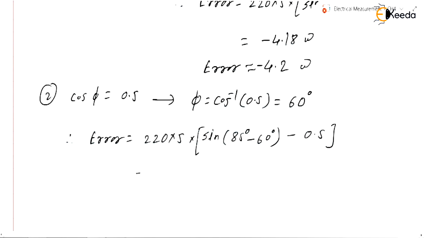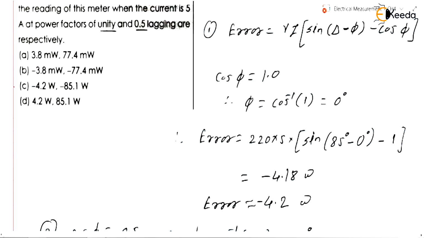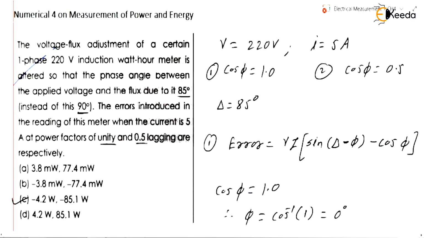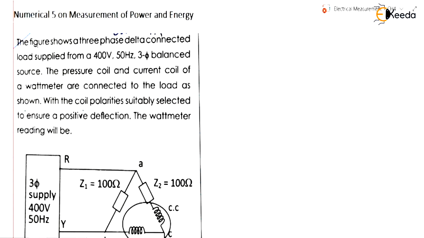If we simplify it, we get sine of 85 minus 60 minus 0.5, into 220 into phi. So it is minus 85.11 watts. This is the error for the second case. If you check the options, the correct option is option C. So friends, this is about numerical number 4. We are going to discuss numerical number 5 on the measurement of power and energy.